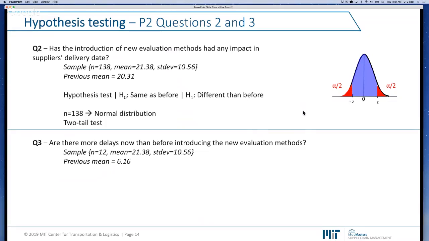In this case, the question from the problem is, are there more delays now than before introducing the new evaluation methods? So now we have another sample. The sample is size 12.